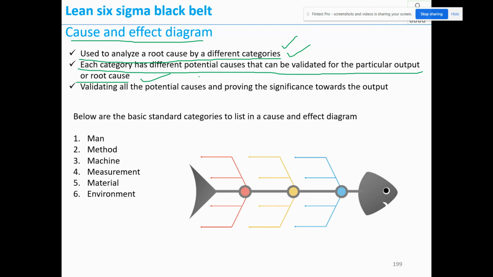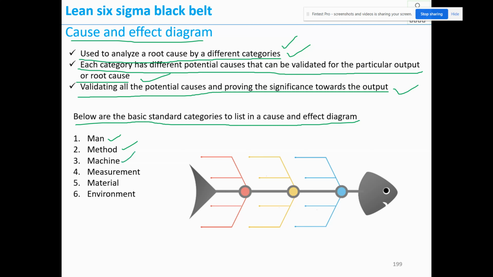Second thing is each category will have a potential cause that can be validated as to whether it is causing the root cause or not. Next, validating all the potential causes and proving the significance towards the output. So we'll validate all the causes and say which is good or not, and we'll give a rating also. Now, below are the basic standard categories to list in a cause and effect diagram. So these are the basic categories we conventionally use: man, method, machine, measurement, material, and environment.